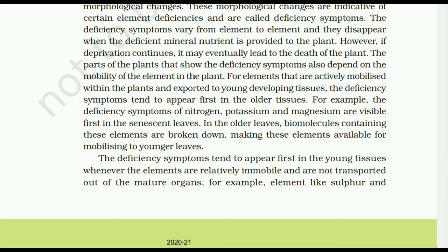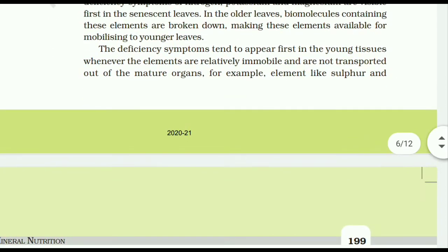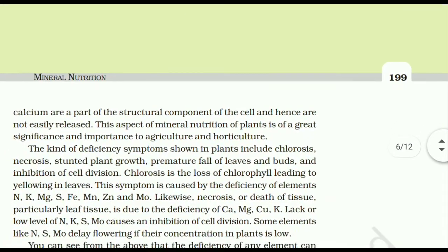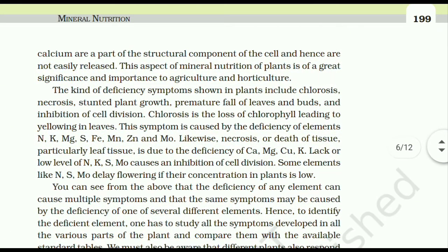The deficiency symptoms tend to appear first in the young leaves whenever the element is relatively immobile and is not transported out of the mature organs. For example, elements like sulfur and calcium are a part of the structural component of the cell and hence are not easily released. This aspect of mineral nutrition of plants is of great significance and importance to agriculture and horticulture.